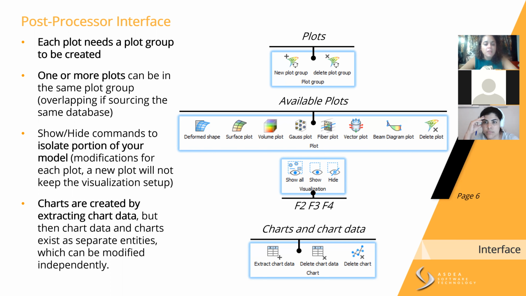So isolating a portion of your model can be useful, and you can use these kinds of buttons to do that. And then, of course, you have the possibility to extract chart data, which is just data, and then create charts from it.